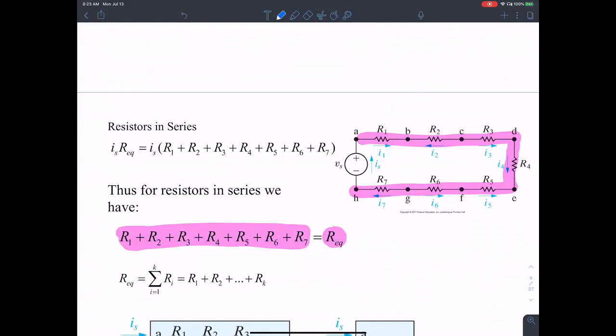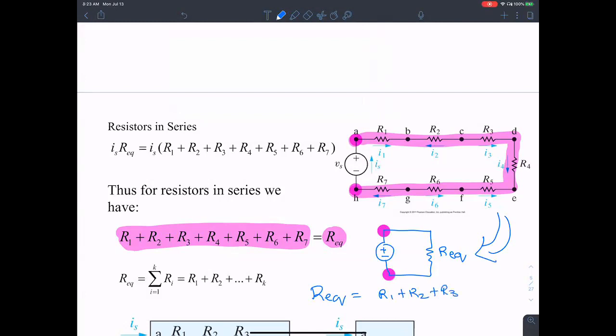So the argument I am making is that this circuit on the top is exactly the same, for all intents and purposes, at the nodes A and H. From those terminals' perspective, the circuit on the top and the one on the bottom are identical, equivalent. The equivalent resistance of a series combination of a bunch of resistances is the sum of all the individual resistances. This applies to any number of resistances.